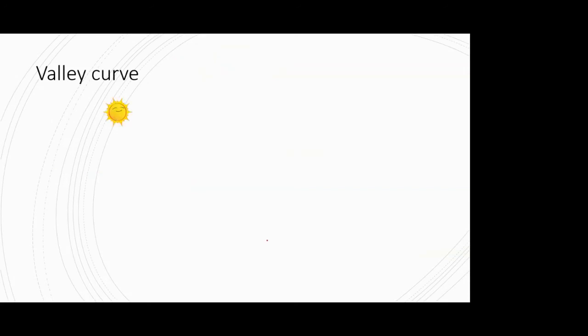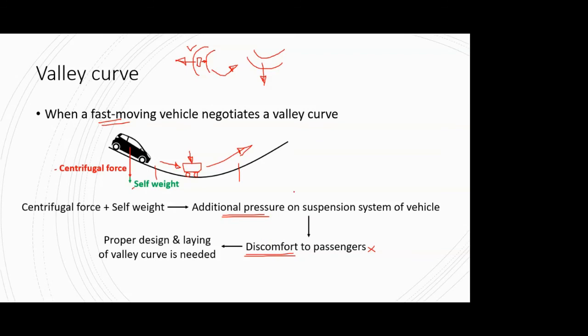Then the next consideration. Now this slide talked about one consideration, that there is a chance that there will be discomfort to the passengers if your valley curve is not designed properly. Okay? So there can be a discomfort. So we got our first hint or a clue that we should consider while designing our valley curve, that there should not be any discomfort.